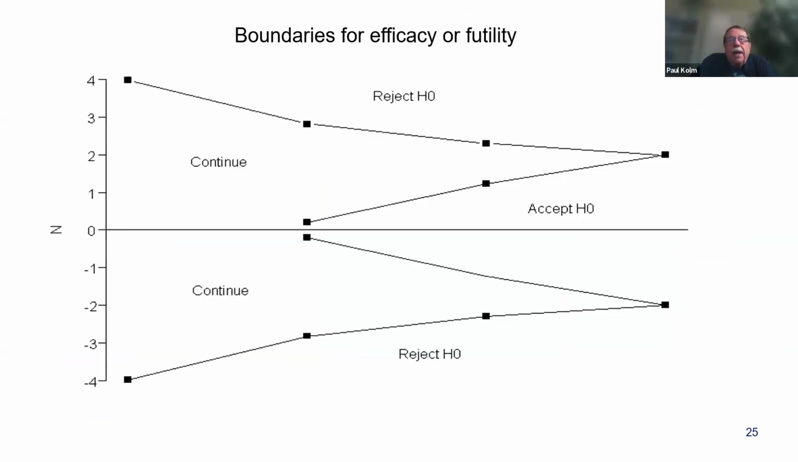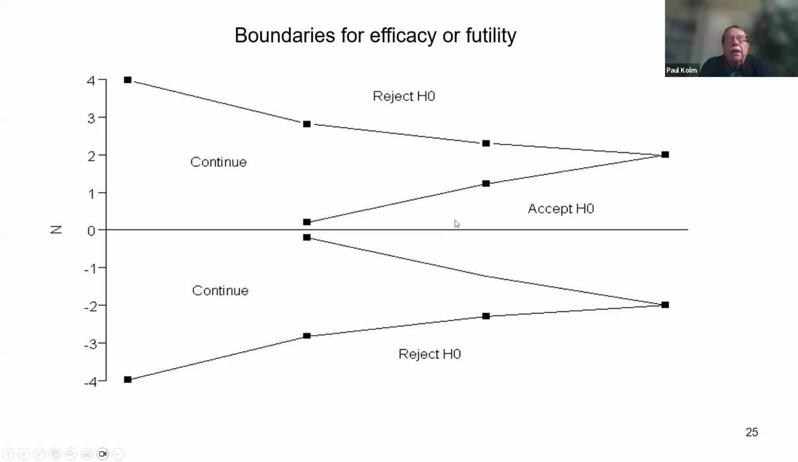So we set up boundaries that look like this. We have our two-sided test here where we can reject the null hypothesis either if it's positive or negative. If our test falls in here, we continue, but we can set it up so that if our test falls in this region here, then we can fail to reject or accept the null hypothesis.